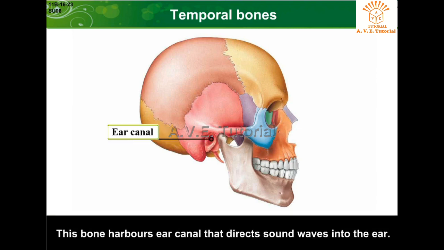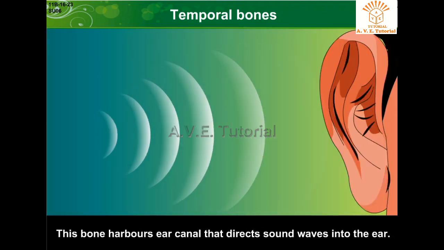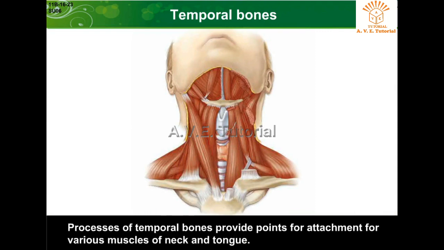This bone harbors the ear canal that directs sound waves into the ear. Processes of temporal bones provide points for attachment for various muscles of neck and tongue.